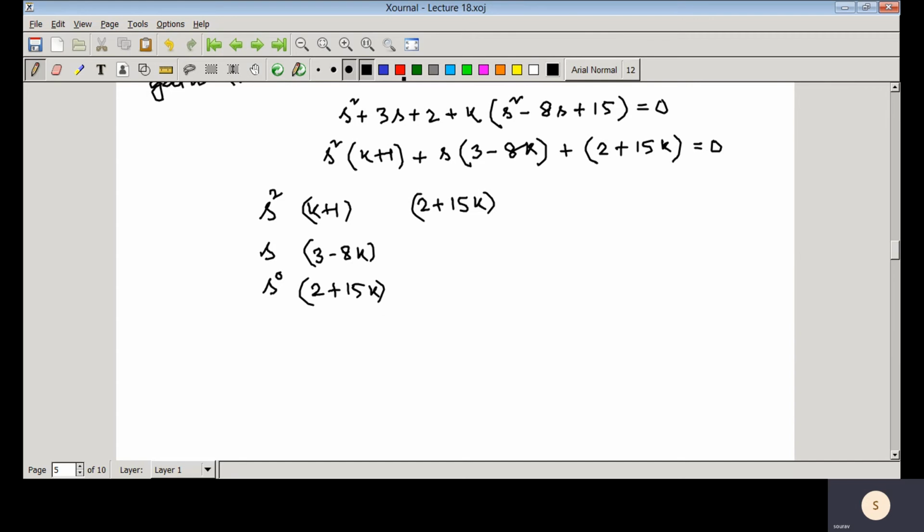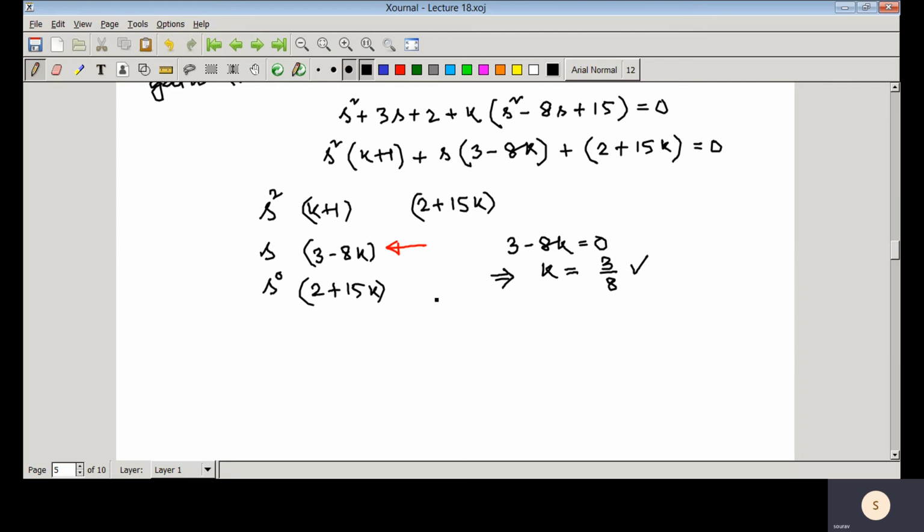So this particular row would be equal to 0. Then what would be the value of k? That is 3 minus 8k equal to 0, so k equals 3 by 8. That means at the value of 3 by 8, both the roots would be on the imaginary axis.